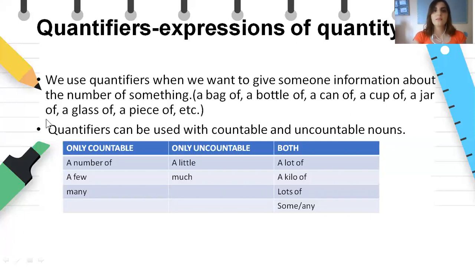Quantifiers can be used with both countable and uncountable nouns. You see this table here. We have quantifiers that are used with only countable nouns, quantifiers that are used with only uncountable nouns, and quantifiers that can be used with both countable and uncountable nouns. For example, a number of books, a little milk. There was too much snow outside.